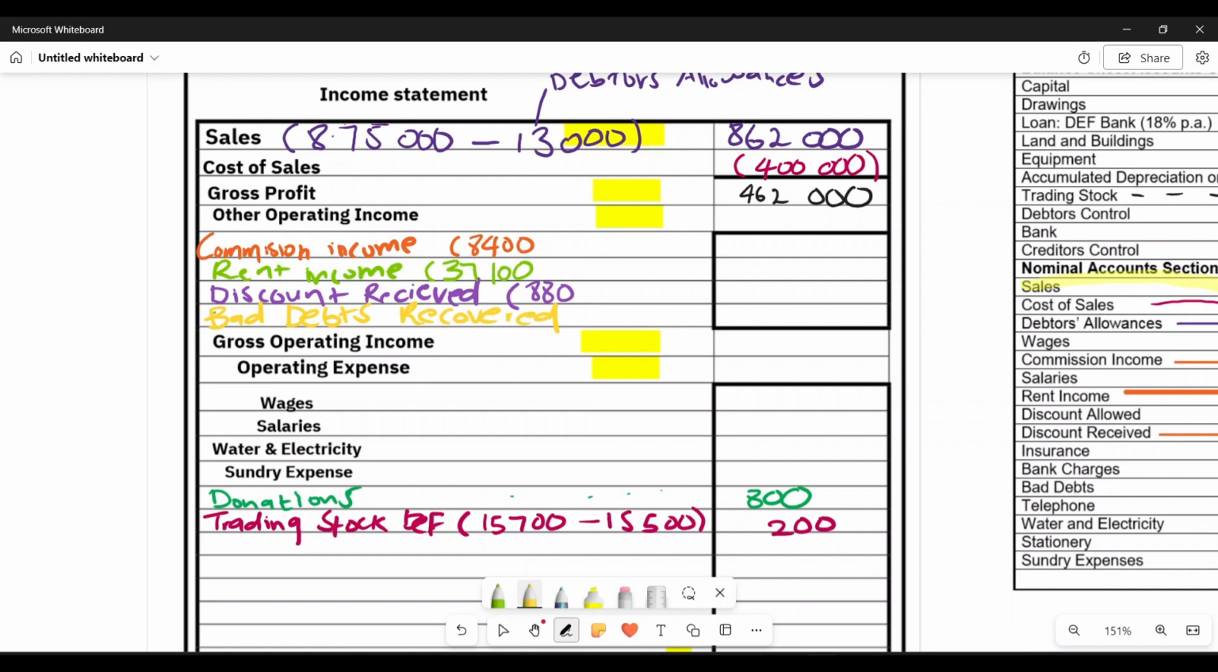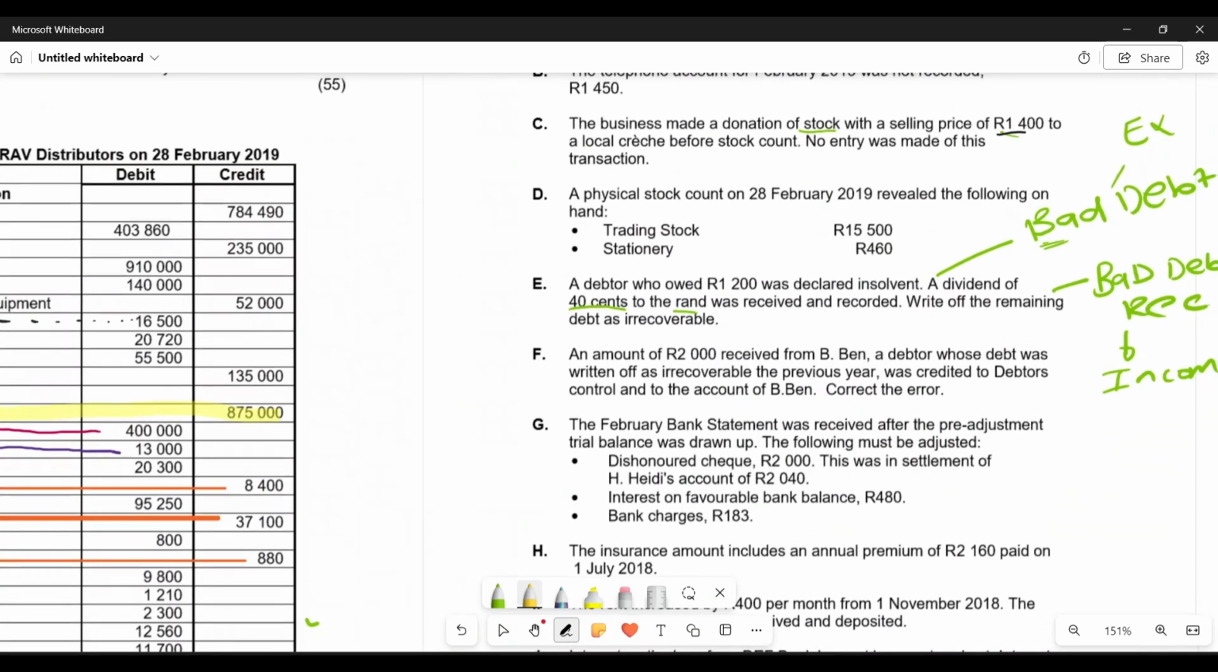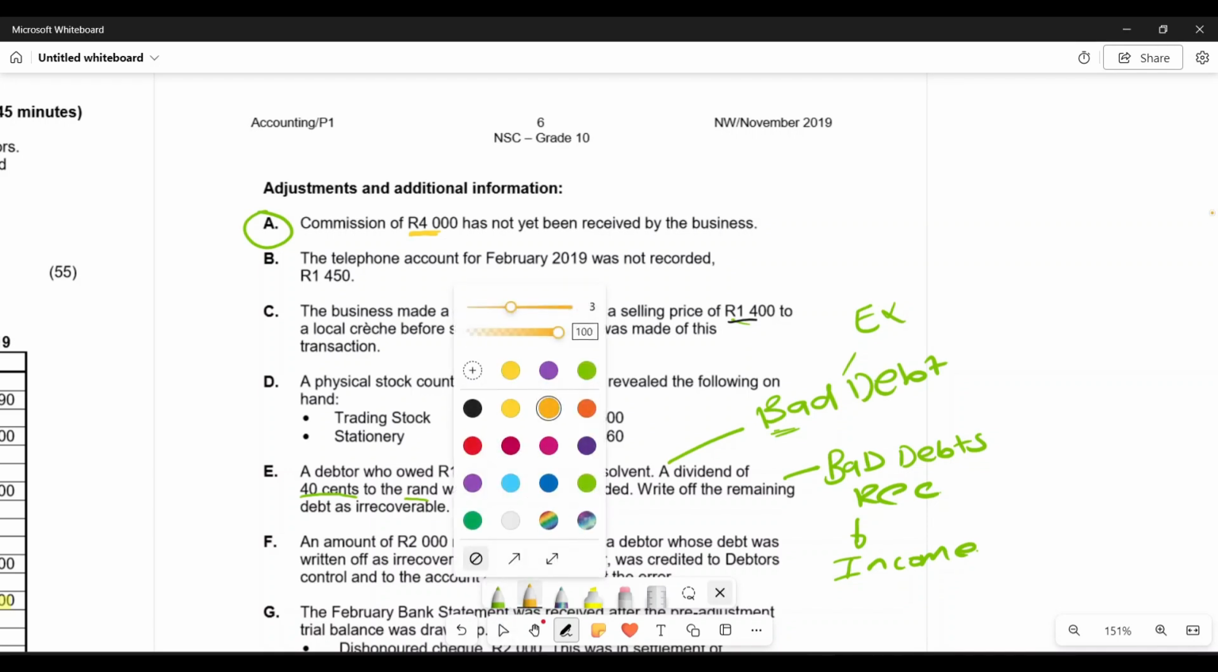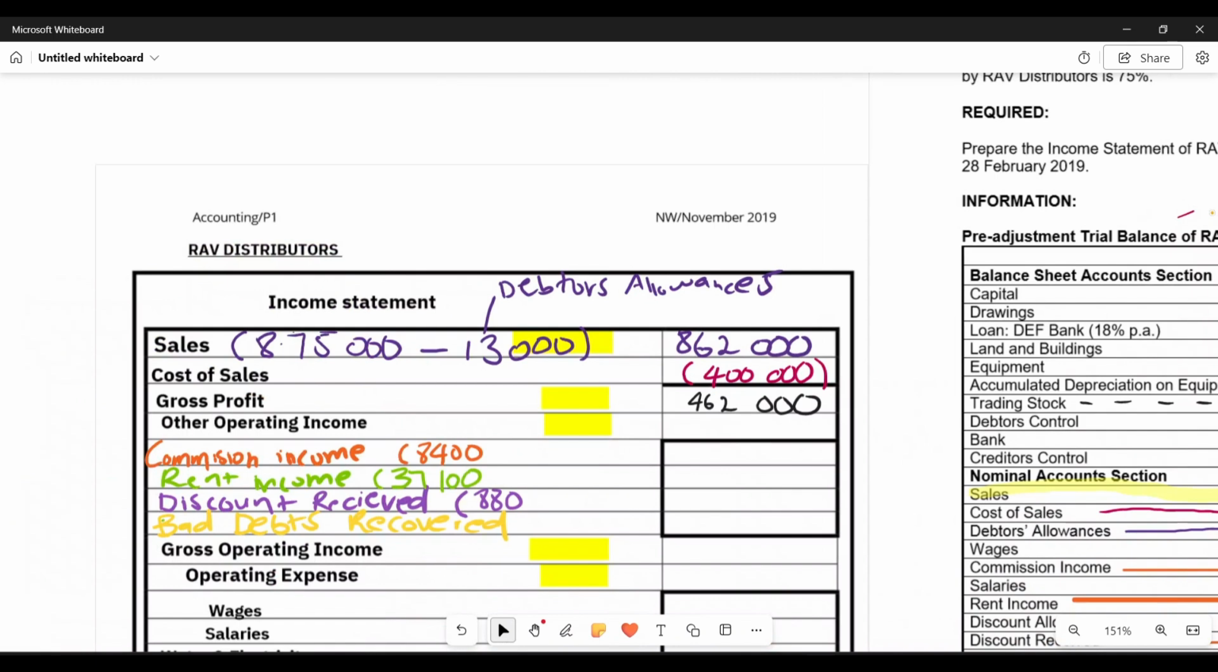Now that I've classified all the incomes that I need, let me go to my adjustments and see if I need to add or subtract on those incomes. So commission of 4,000 has not yet been received by the business. This simply means that we didn't receive this 4,000, and as a result, we need to add it on our incomes, right? Because we didn't receive it. So I'm going to add the 4,000 on my commission income. If I do so, 8,400 plus 4,000 would be equal to 12,400.